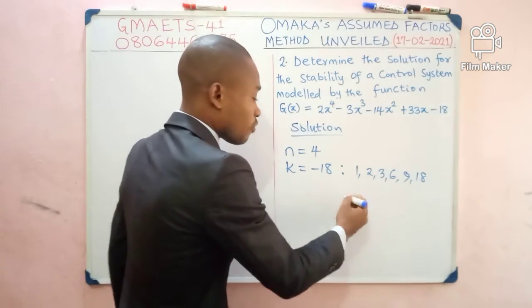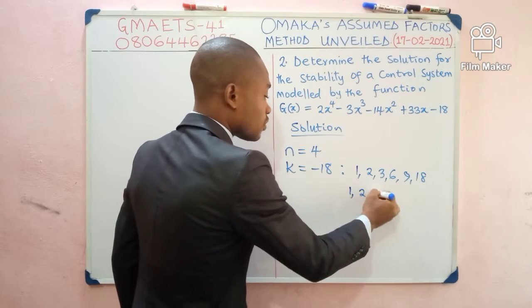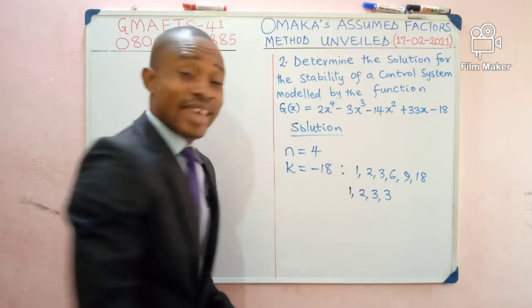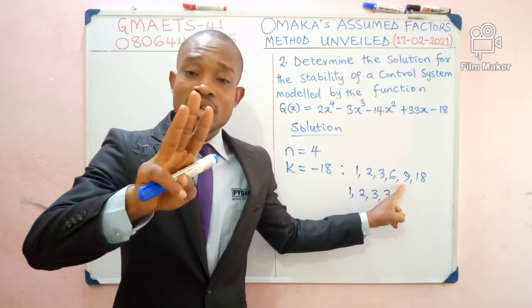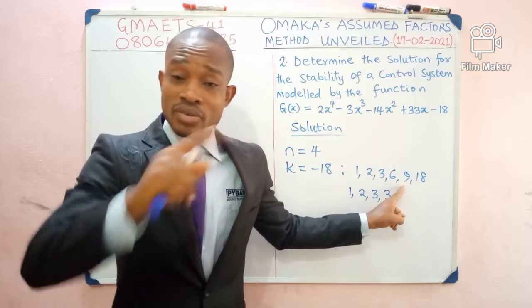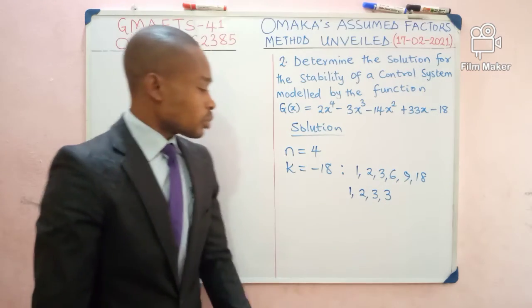Hence, to get the 4 factors, I'm going to pick out 1, 2, 3 and then repeat 3 again. Why am I repeating 3? Because 9 here has 3 in 2 places. 3 times 3 is going to give us 9.